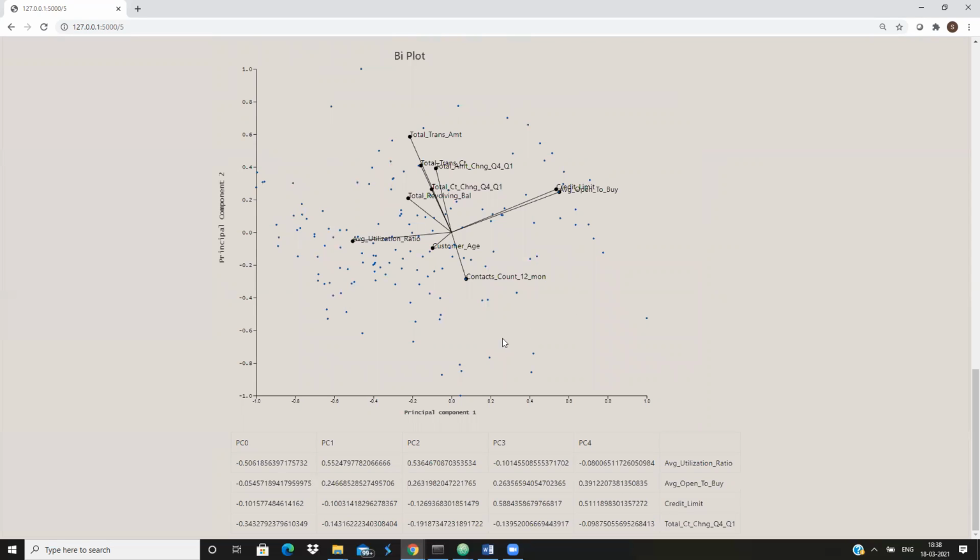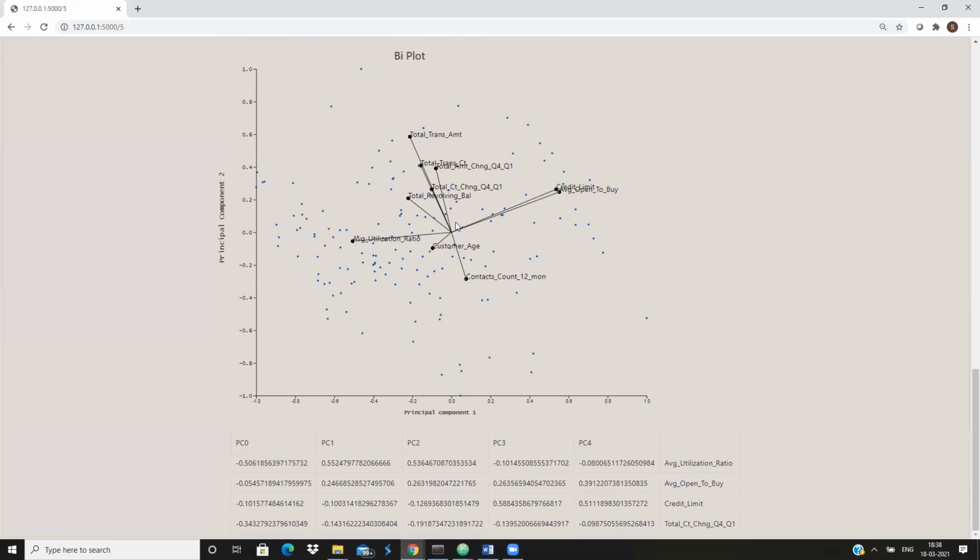Also, as a part of PCA, I've also plotted the biplot. Now, the biplot contains all the 150 data points as a scatterplot, and it also contains the various variables. So as the angle between two of the variables decreases, it means that they're positively correlated. And if the angle is more, it means that they're negatively correlated.